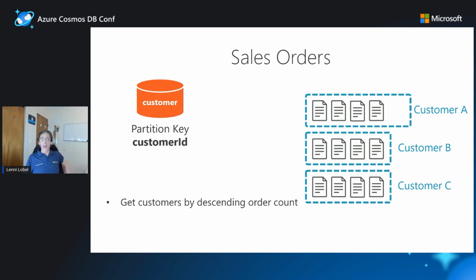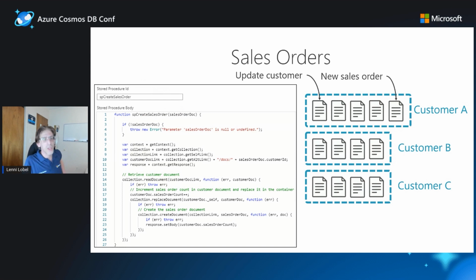And that means that if I want to add a new sales order for customer A, I also need to update that customer document to increment the sales order count. How can we do that? If you're thinking change feed, you're definitely on one right track. Change feed is a wonderful mechanism, but in this case, I'm going to do one better because everything is in the same logical partition. We can take advantage of transactions using a stored procedure.